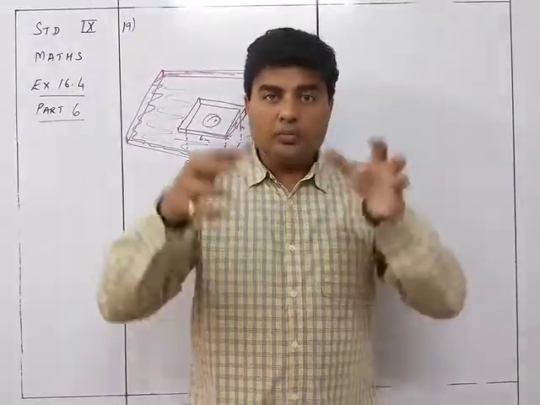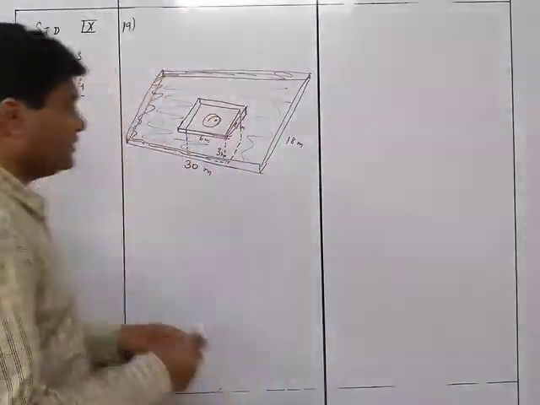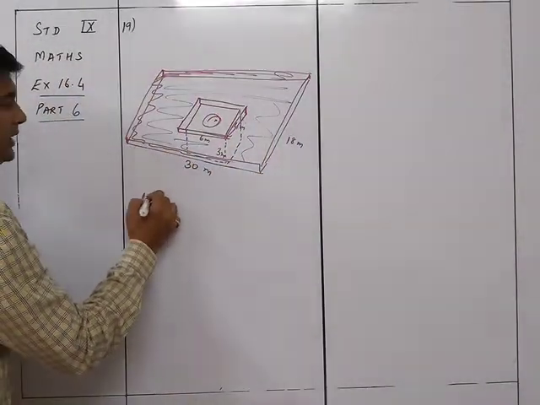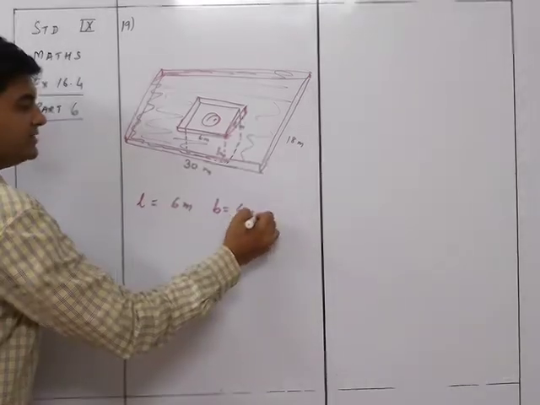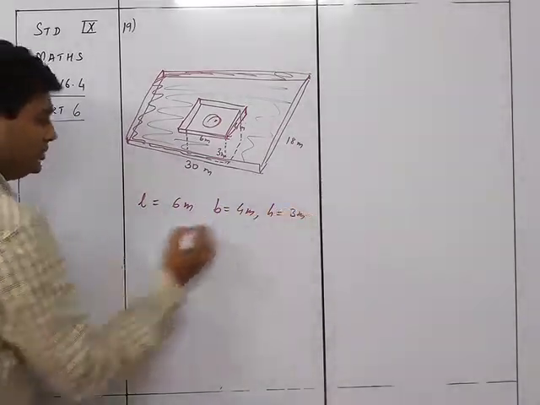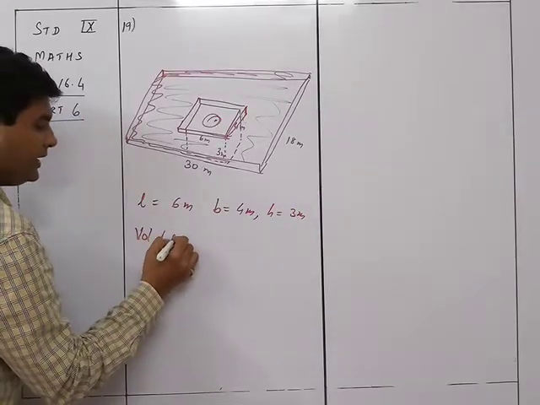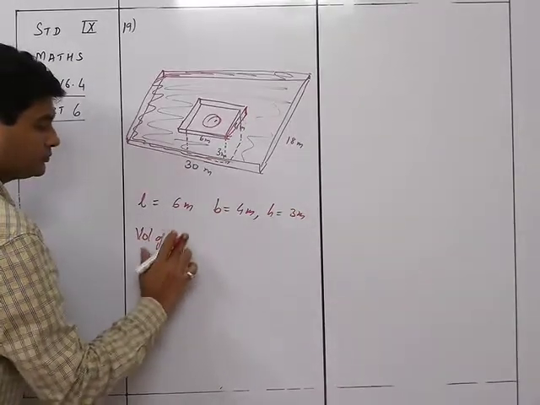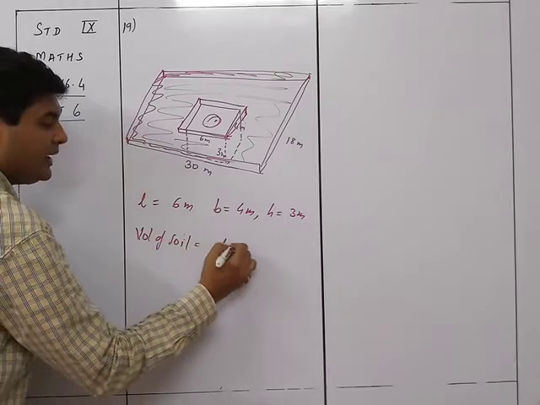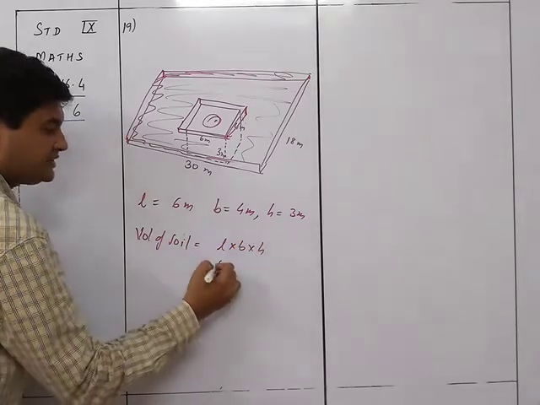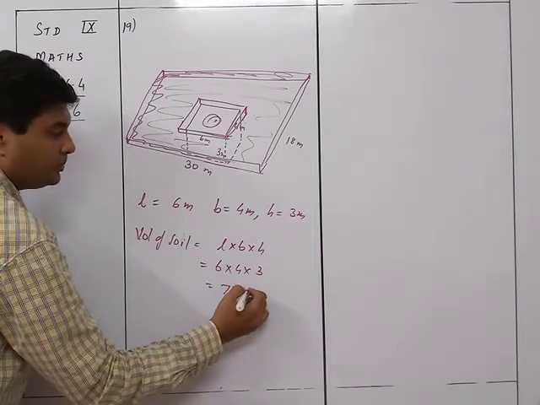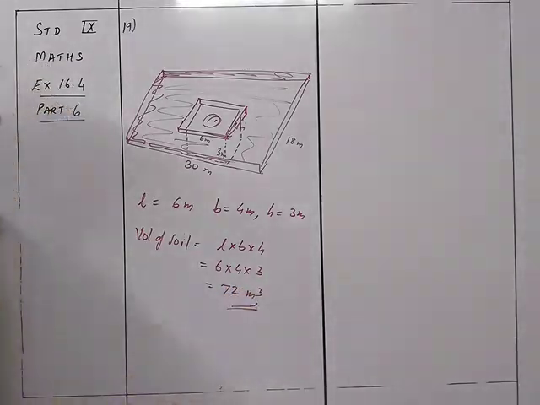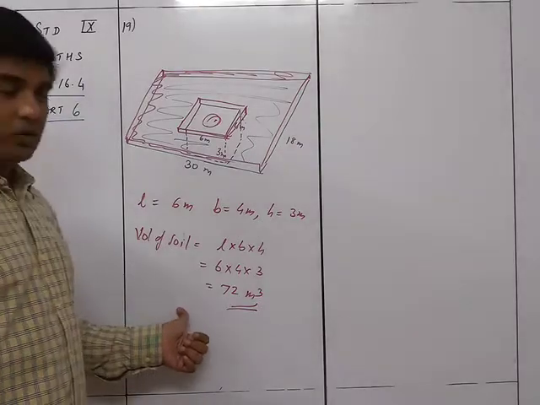So the volume of the pit. First of all, we know the volume of the pit. So L is equal to 6 meters, B is equal to 4 meters and H is equal to 3 meters. So the volume of soil is equal to L into B into H, which is 6 into 4 into 3. So that is 72 meter cube. This is the amount of soil which is taken out.